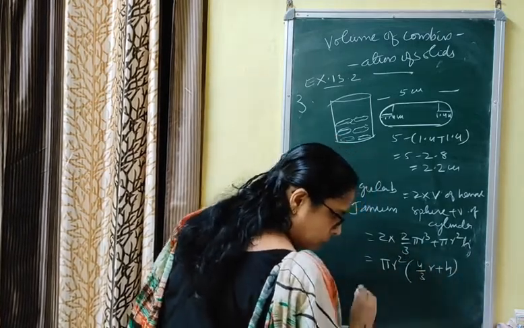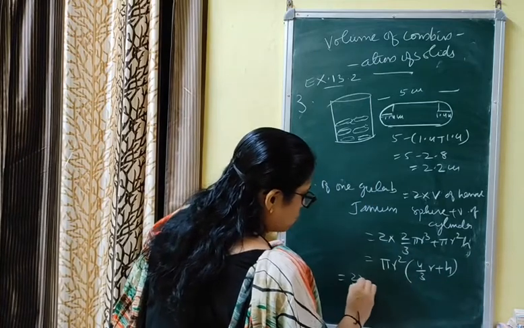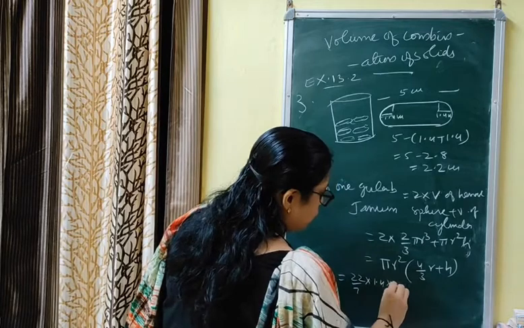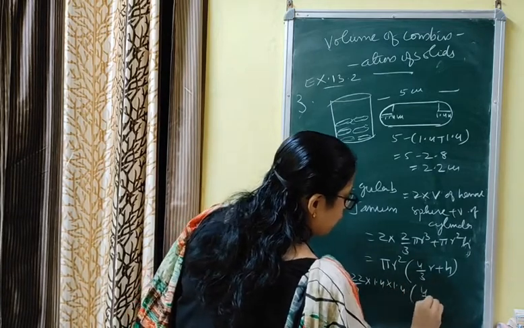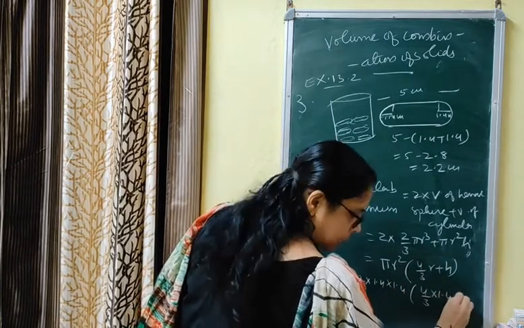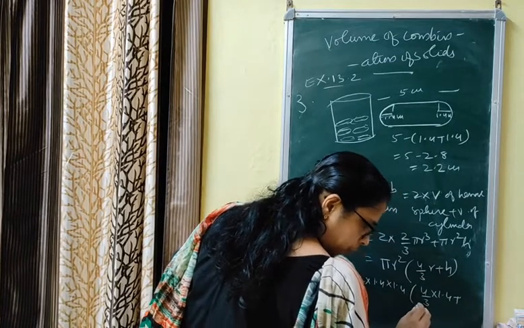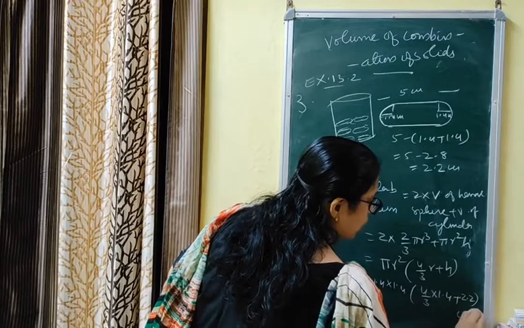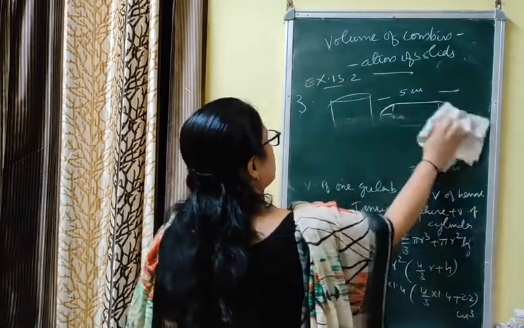4 by 3 pi r squared plus h. Then put the value of pi as 22 by 7. R is what you are given, 1.4. So 22 by 7 into 1.4 into 1.4 into 4 by 3 into 1.4 plus h, the height of the cylinder, that is 2.2. At last we have to write the unit, that is centimeter cube.